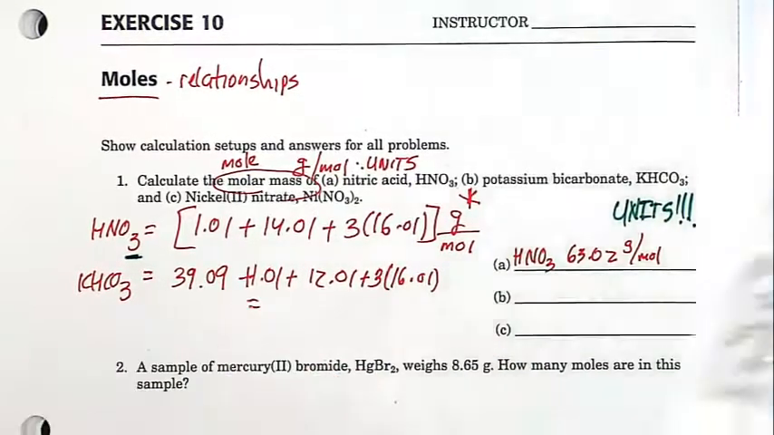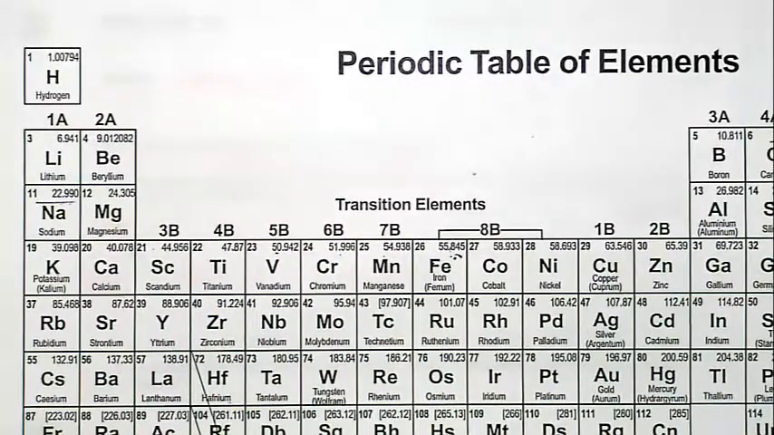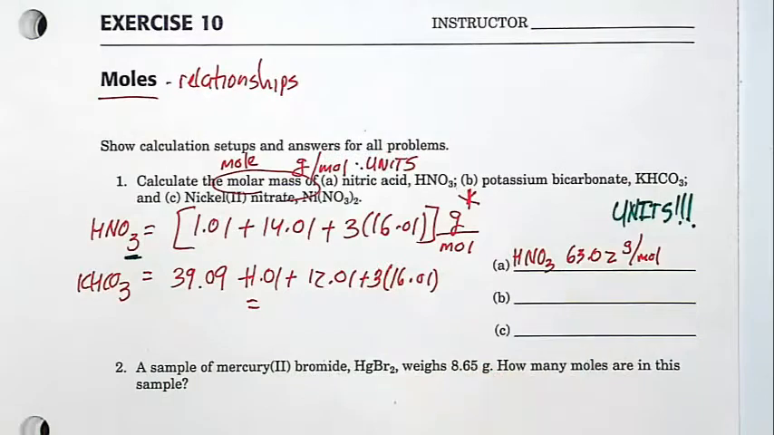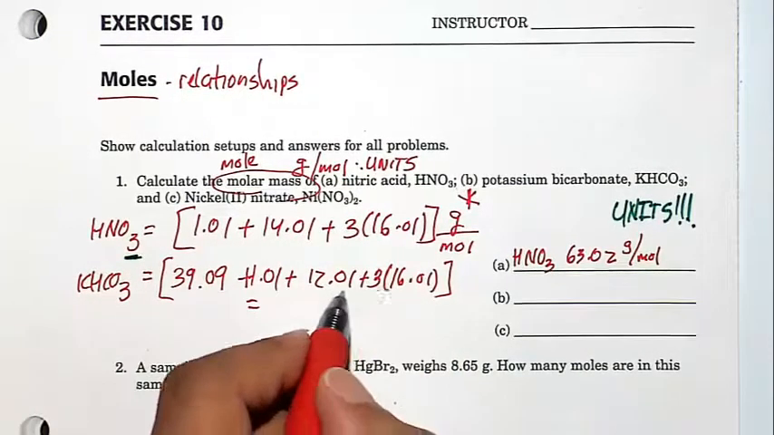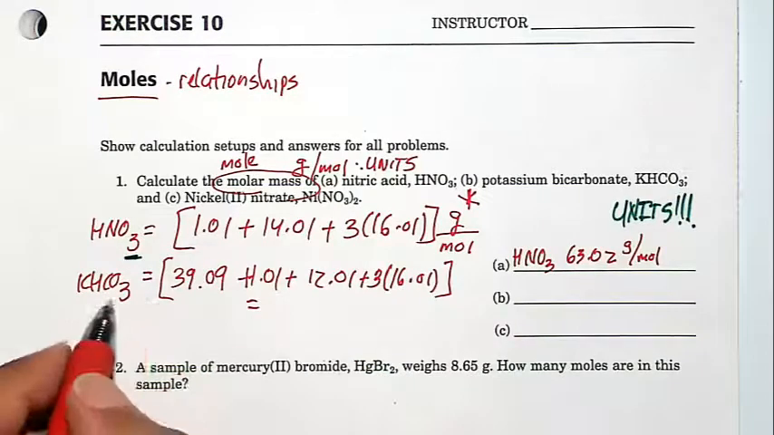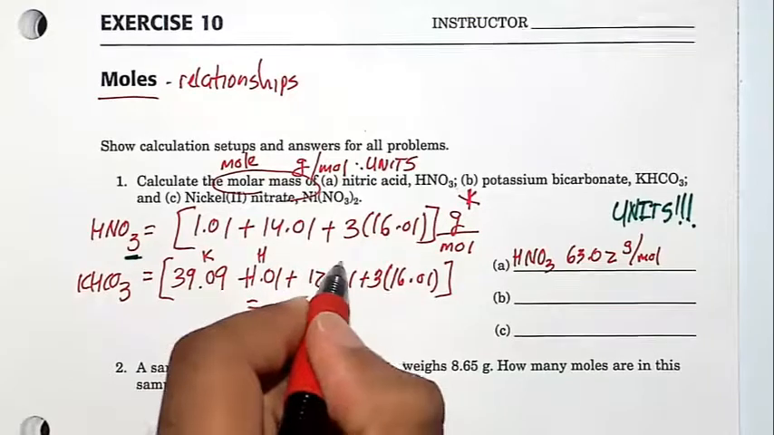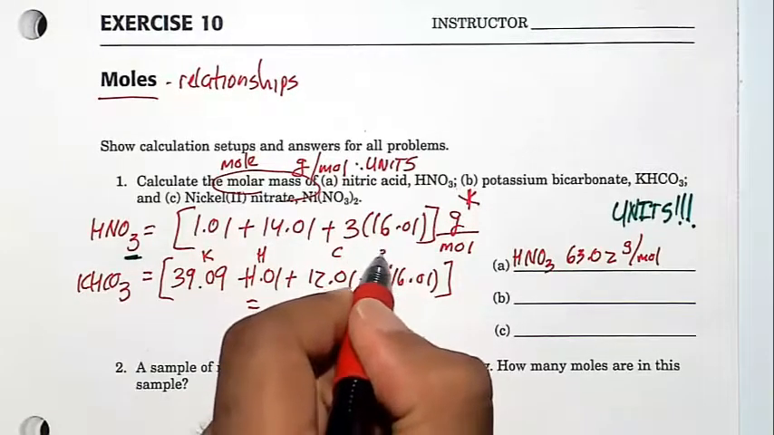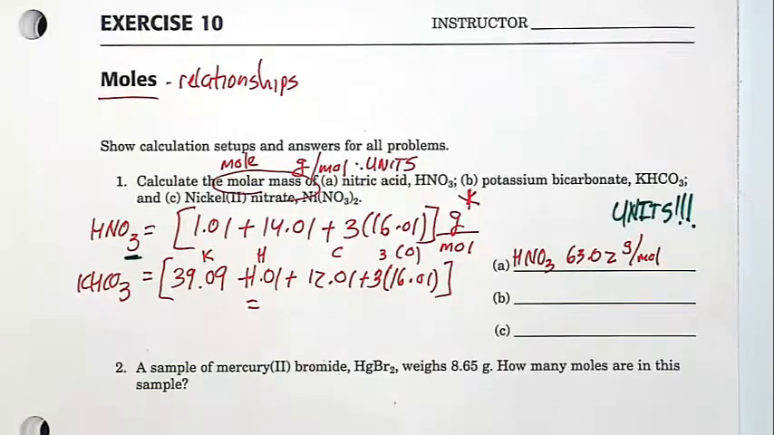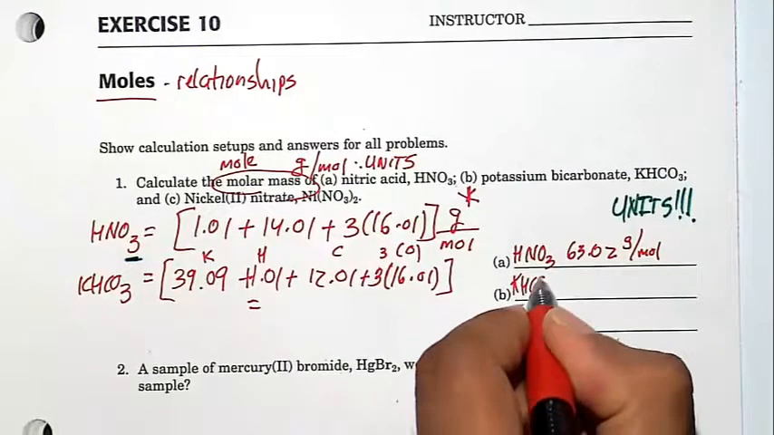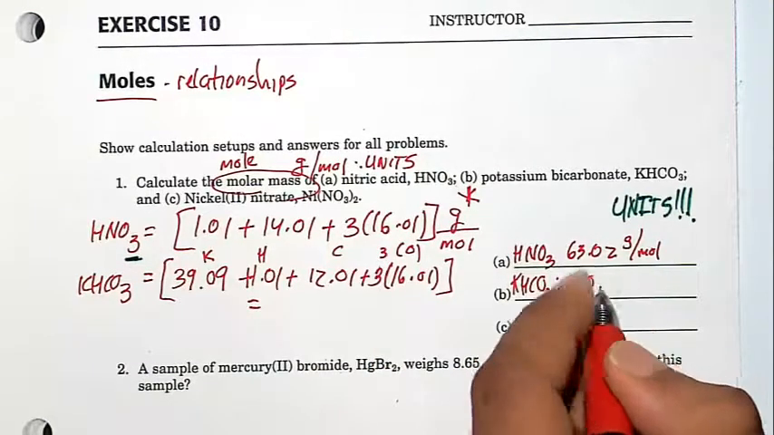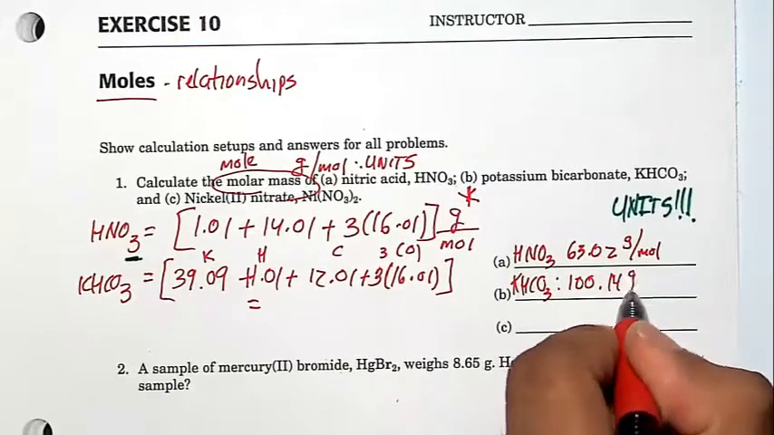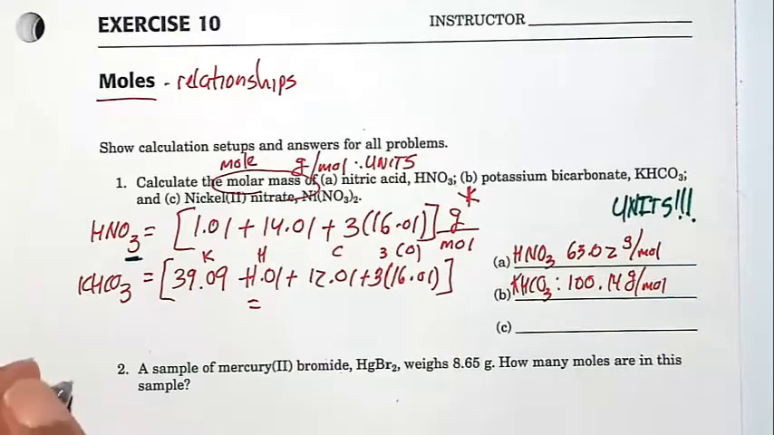Now, I'm rounding. You can use the exact numbers that are listed in your periodic table. You'll get a slightly different answer, but it's going to be very, very close and essentially the same. So 39.09 plus 1.01 plus 12.01 plus 3 times 16.01. This comes from K, this comes from hydrogen, this comes from carbon, and these come from the 3 oxygens that are in the formula for potassium bicarbonate. Potassium bicarbonate, I got a molecular weight of 100.14 grams per mole. Again, be cognizant of your units.